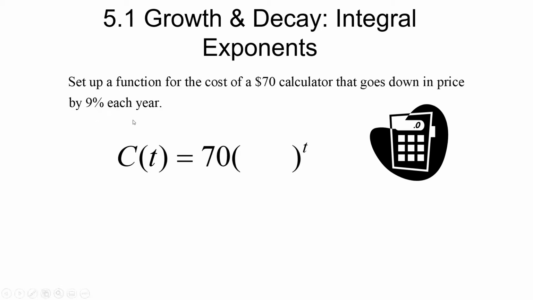So 1 plus my growth rate would actually be 1 plus negative 0.09, which is going to be 0.91. Does that make sense, you guys? So I'm decreasing, so I subtracted this growth rate from 1 to get 0.91. And there's my exponential model.